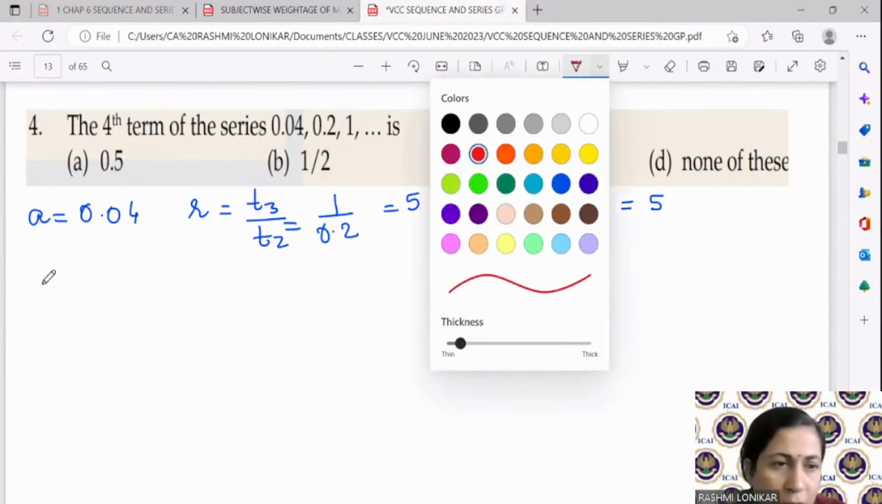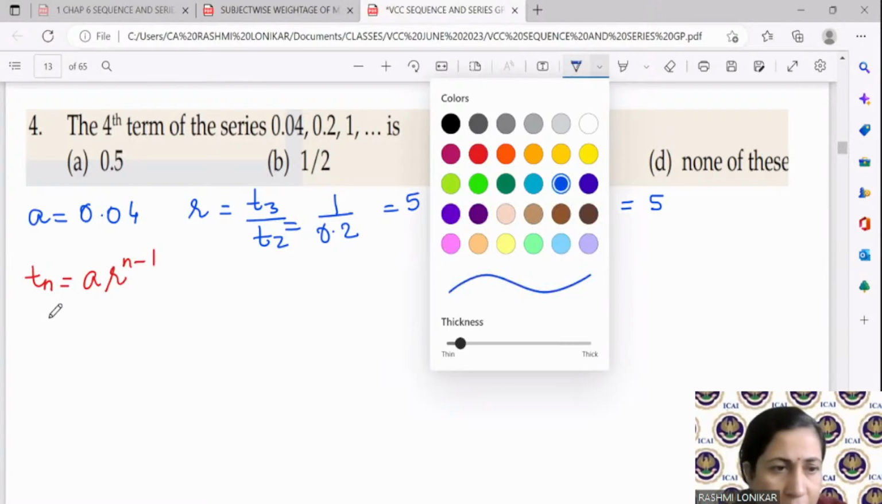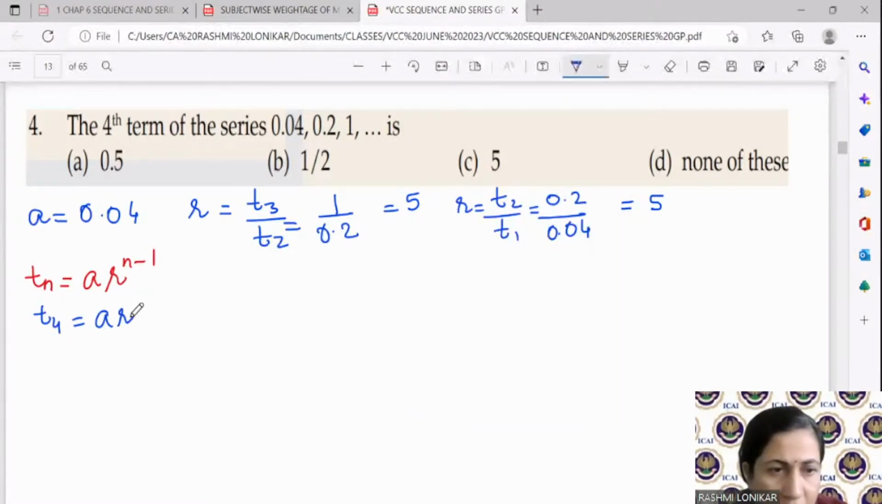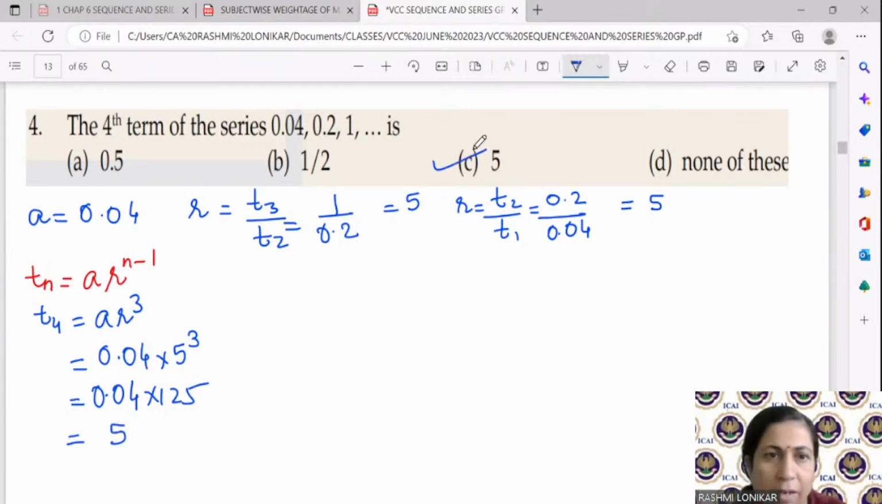What is the formula for the nth term of a GP? It is given by A R raised to n minus 1. So I have T4 equal to A R cube. A is 0.04. What is the value of R? 5 cube. So 5 cube is 5 into 5, 25. 25 into 5 is 125. So it is 0.04 into 125. So 125 into 0.04 is 5. So C will be the correct answer.